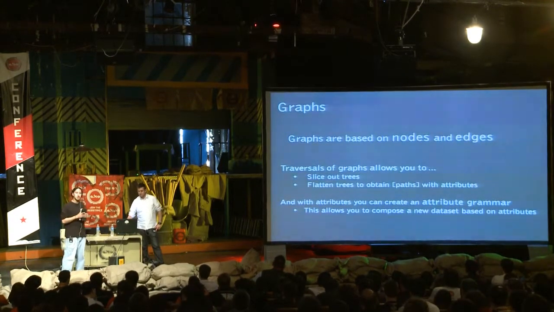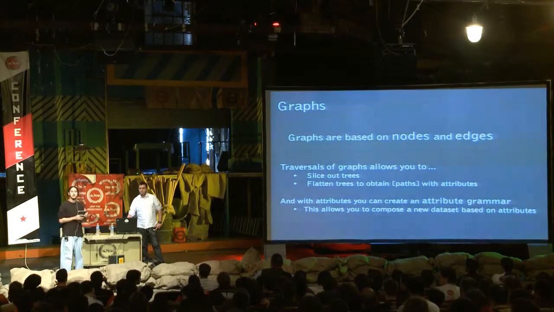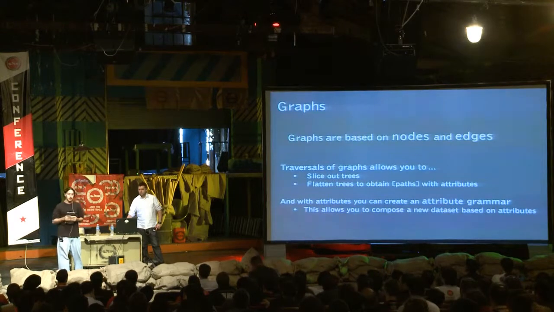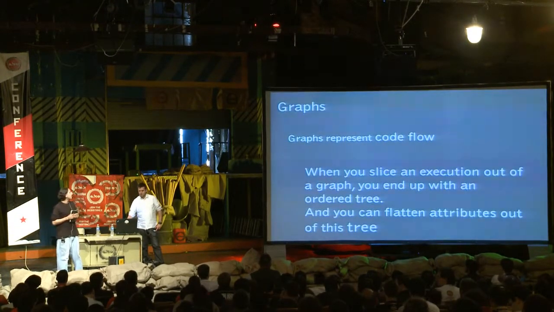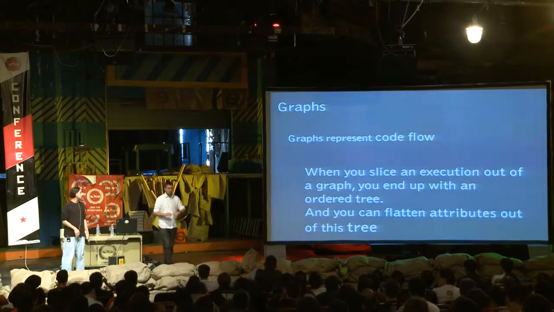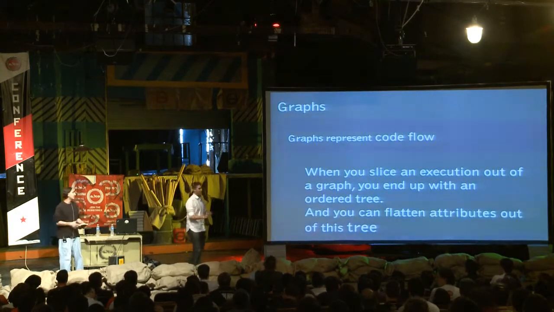With enough attributes, you develop what's called an attribute grammar. Based on an attribute grammar, you can collect attributes and build something more complex, and then you get into the higher level computer science. So basically, graphs represent code flow. We're going to speed it up a little bit because we're running out of time. We have a demo to show too.